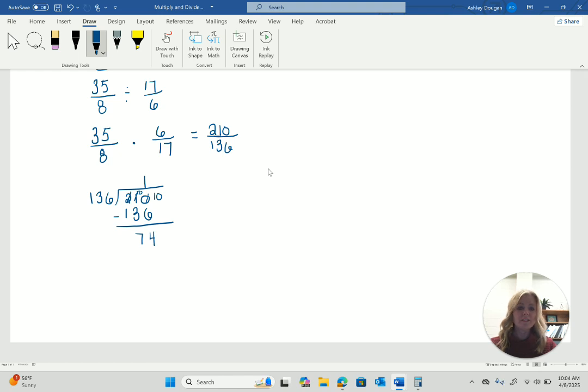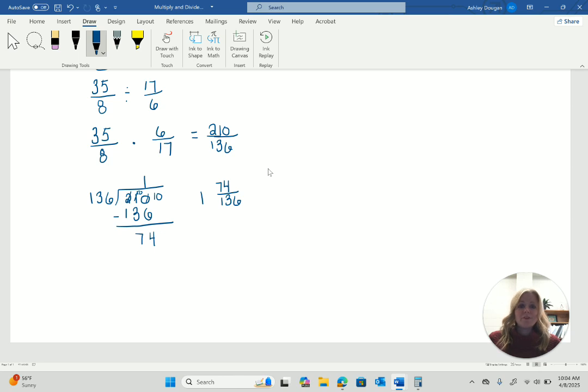And you can use your calculator to subtract. We could say 210 minus 136, and we could get 74. And then I write this as a mixed number, 1 and 74 over 136. So this is my mixed number. But I want to make sure that I'm writing the fraction part of my answer in simplest form. And so I am going to have to reduce the 74 over 136.